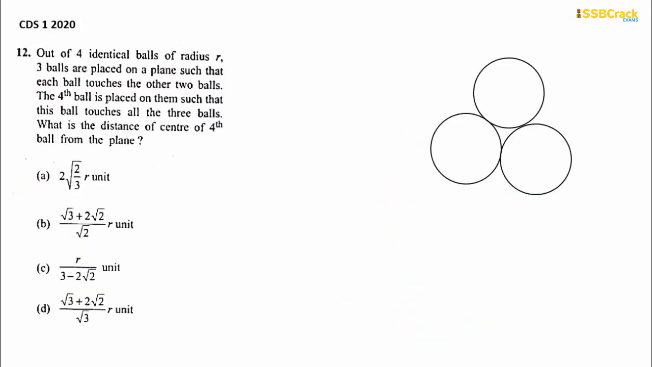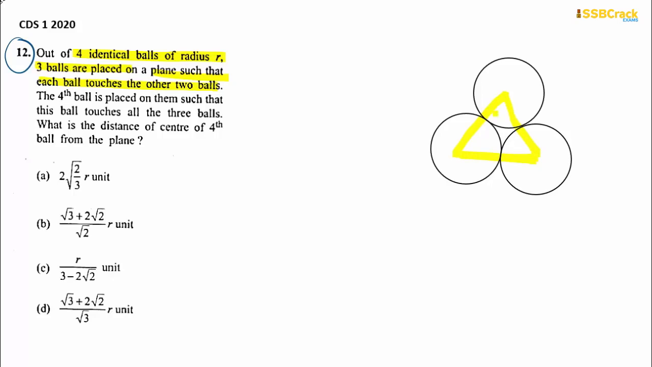Next question was a concept based question. You must know the important fact about the 3 unit circles. Here they mentioned that there were 4 identical balls of radius r. 3 balls are placed on a plane such that each ball touches the other 2 balls. Like you can see here, I have drawn a diagram for you. These are 3 identical circles, right? They are touching. You have to assume these are balls, right?